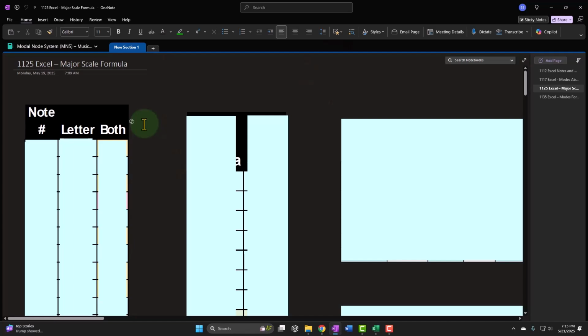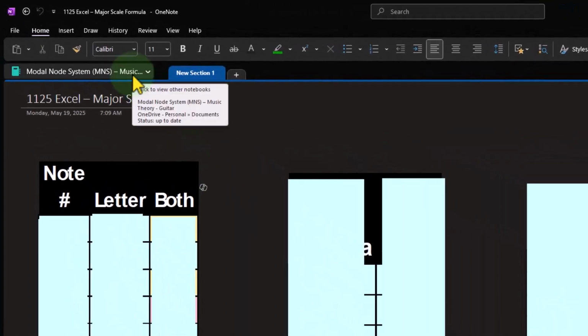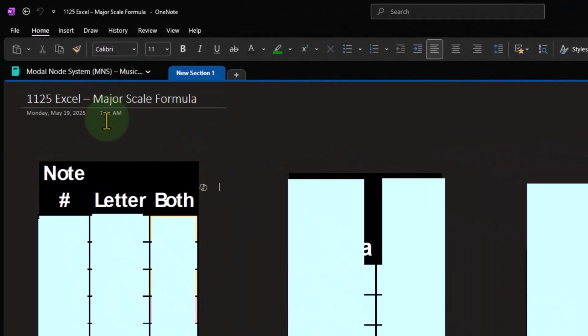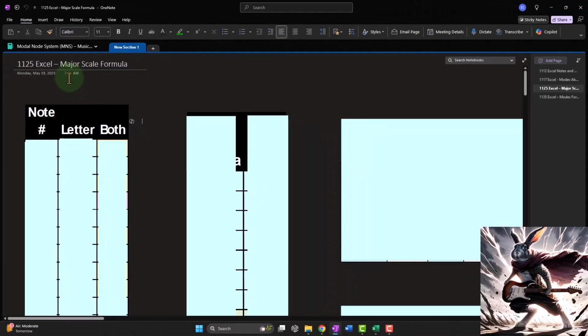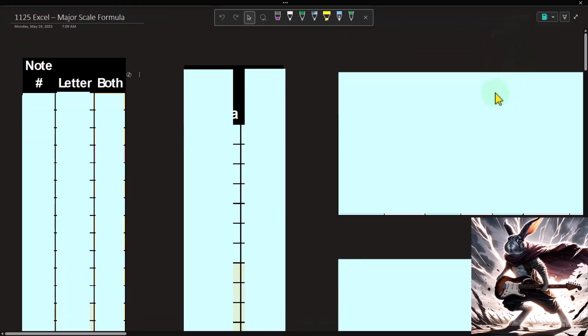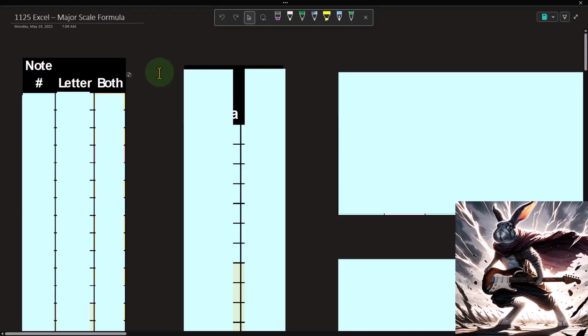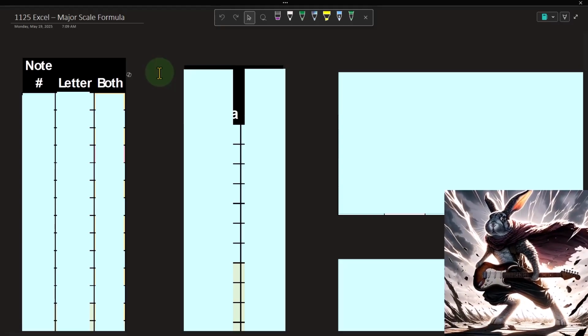You're not required to, but if you have access to it and would like to follow along, we're currently in the OneNote file of the Modal Node System, MNS Presentation 1125 Excel Major Scale Formula. One of only 4 presentations thus far, but we plan on adding plenty more shortly. Also noting, in this presentation, we can spend all of our time just analyzing the tables from a theory perspective.